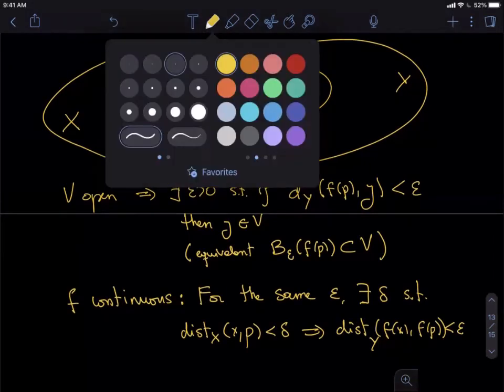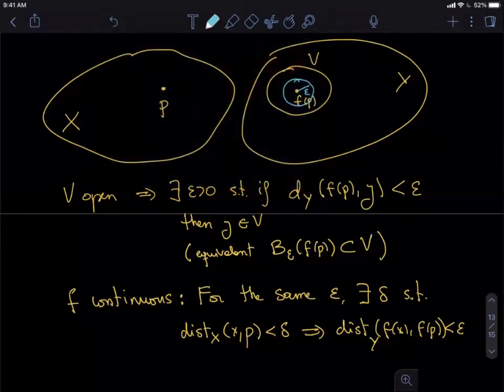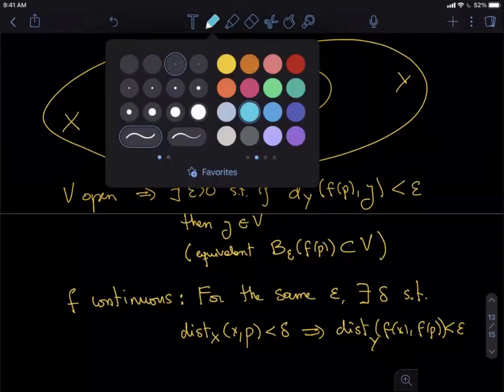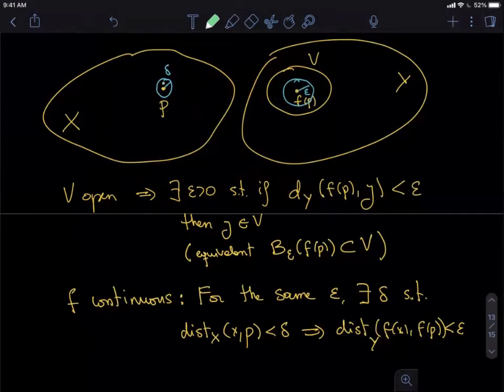So going back to our picture, that means that we can find some small ball of radius delta around P, and we can be certain that for any point x that is in that ball, it's going to be mapped by f to some point f of x that is in the ball of radius epsilon around f of p. That is by continuity.